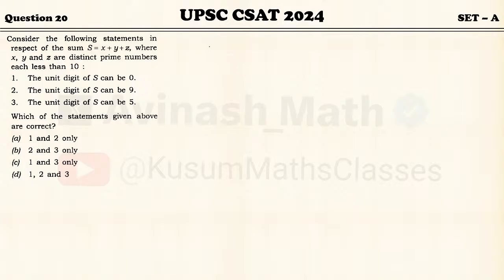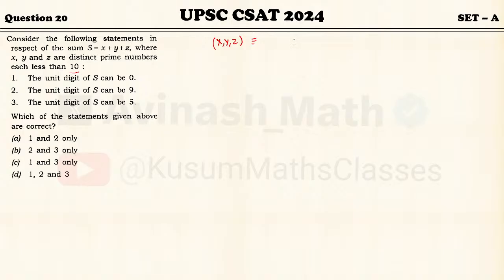Consider the following statement in respect of the sum S equal to x plus y plus z, where x, y, z are distinct prime numbers less than 10. So x, y, z is actually prime numbers less than 10. So what are the prime numbers less than 10?